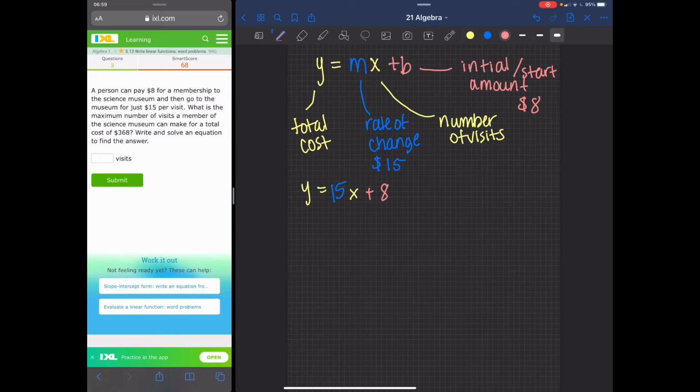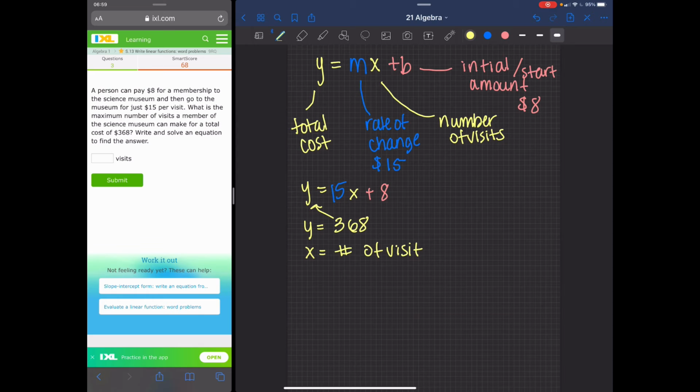So back to our question, it says, what is the maximum number of visits a member of the Science Museum can make for a total of $368? So they are actually giving us y. So they're saying that y equals $368, and they want to know x, which is the number of visits. So what we're going to do is solve for x. We're going to substitute 368 into that.